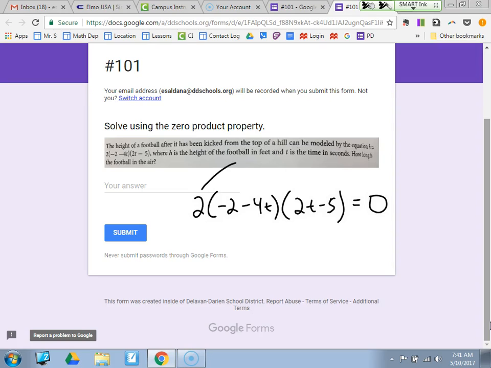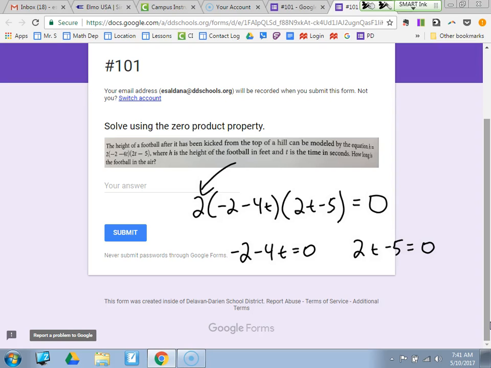This 2 here, not important. You can totally ignore it. It's not important at all. But everything that's in these parentheses involves a t, so I'm going to set those equal to 0. One of these isn't going to make a whole lot of sense. Let's solve them both, though.